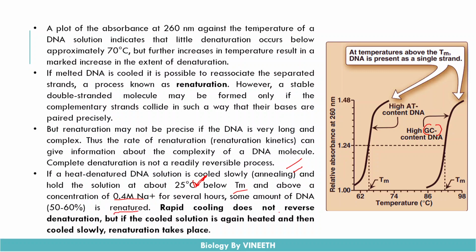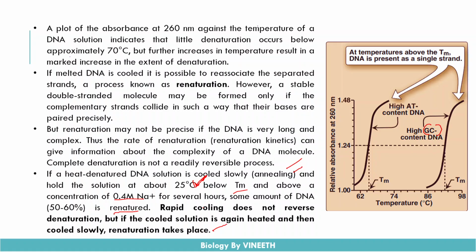Rapid cooling does not reverse the denaturation, but if the cooled solution is again heated, then cooled slowly, renaturation takes place. Rapid cooling, in the sense, is just taking the solution mixture from the hot water bath and keeping it in the freezer. That is what is called rapid freezing, or heat shock treatment. This kind of shock treatment or rapid cooling doesn't allow the single strands to get paired in a complementary way with another single strand, so renaturation won't happen.